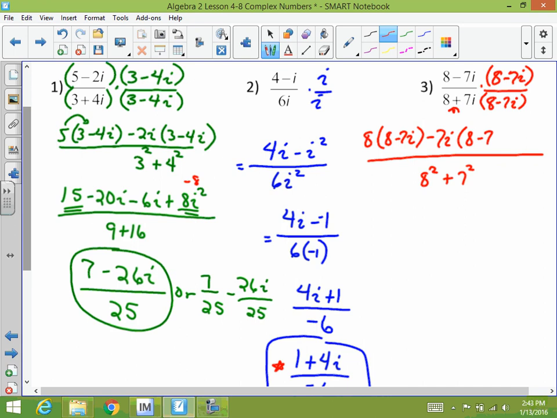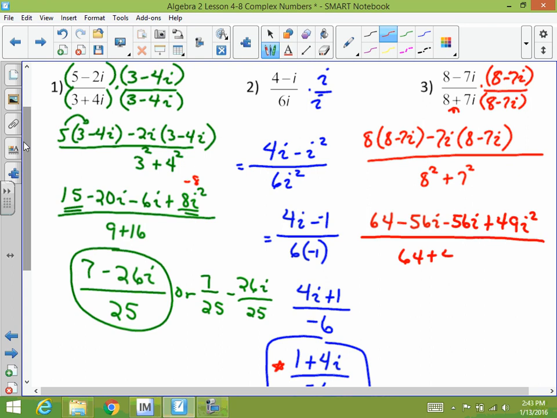So distribute, you're going to get 64. 8 times 7 is 56, minus 56i, minus 56i again, forgot to multiply it, 8 times 7, 56i plus 49i squared, all over 64 plus 49. Simplifying, this becomes negative 49 because of the i squared. 64 minus 49 is 15.